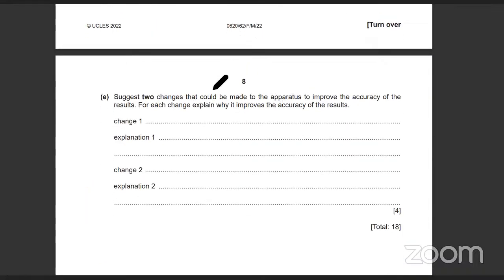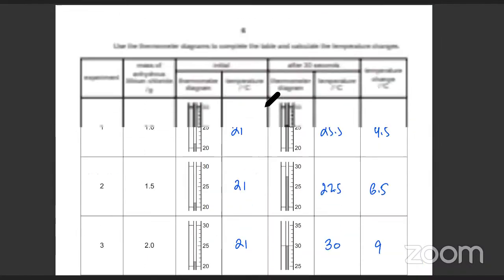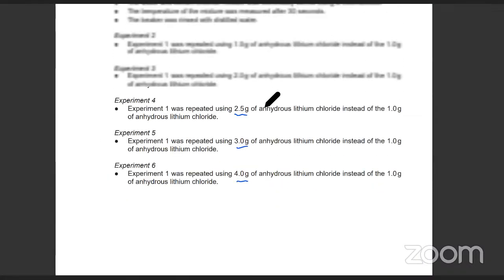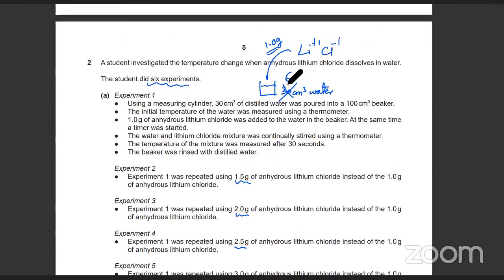Next part, suggest two changes that could be made to the apparatus to improve the accuracy of the results. For each change, explain why it improves the accuracy. As accuracy, so use a more accurate apparatus. अच्छा, इसमें पहले बताओ inaccuracy की source क्या होगी? You're measuring temperature change. Whenever you're trying to measure temperature change, what is the major source of inaccuracy?